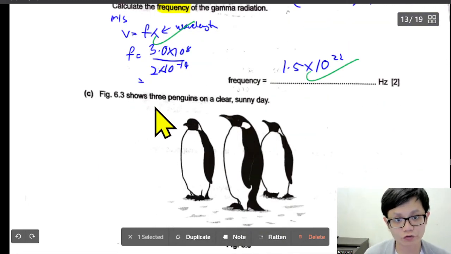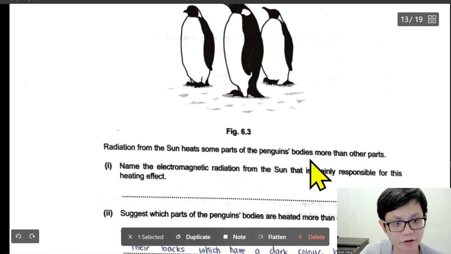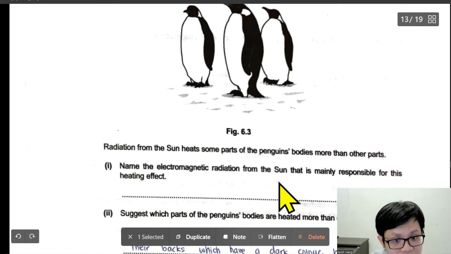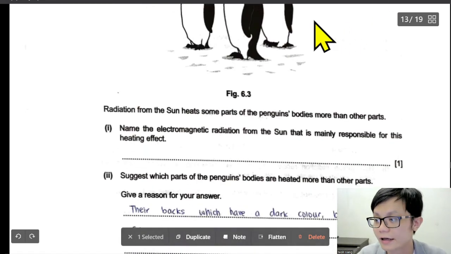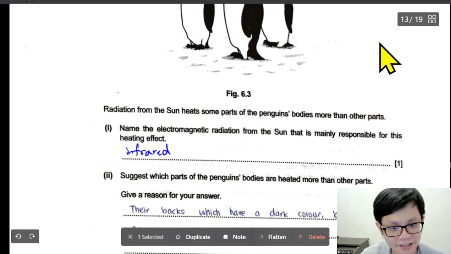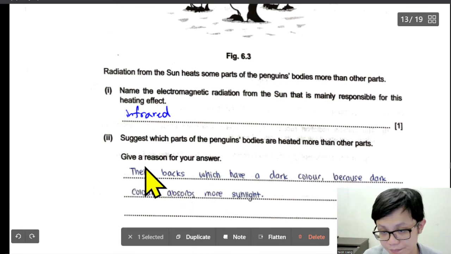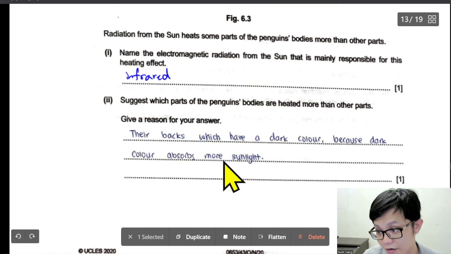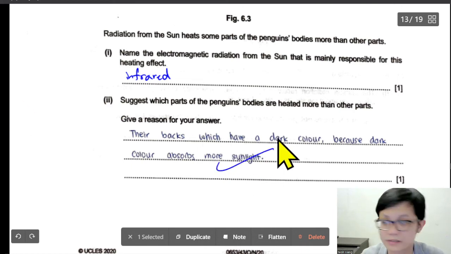Figure 6.3 shows 3 penguins on a clear sunny day. Radiation from the sun hits part of the penguin body more than other parts. Name the electromagnetic radiation from the sun that is mainly responsible for this heating process. For the heating process, this is called the infrared. Suggest which part of the penguin body is heated more than other parts. Give a reason. Their back, which has dark color, because dark color absorbs sunlight. Correct. So black color actually absorbs more sunlight.